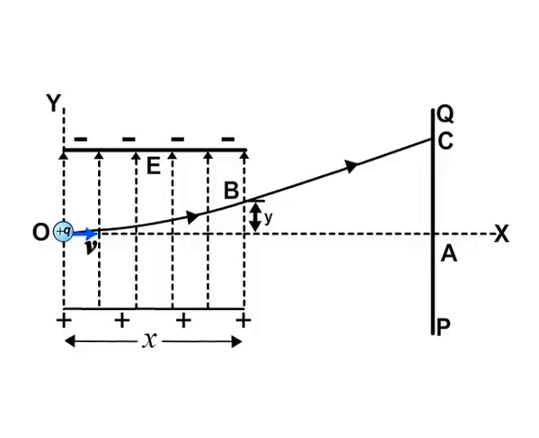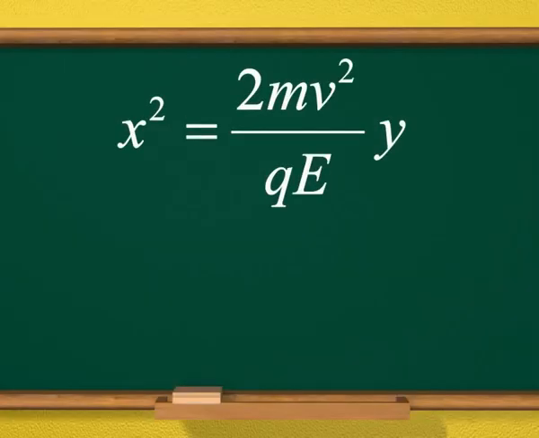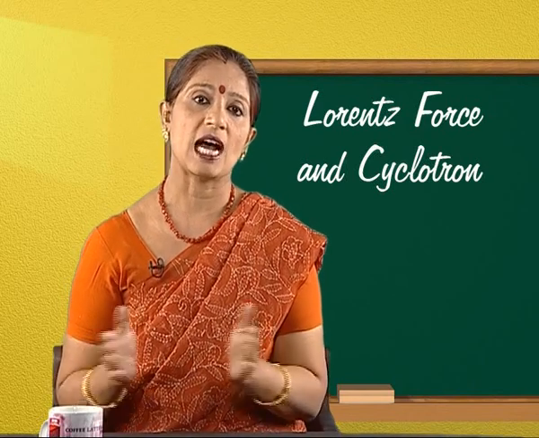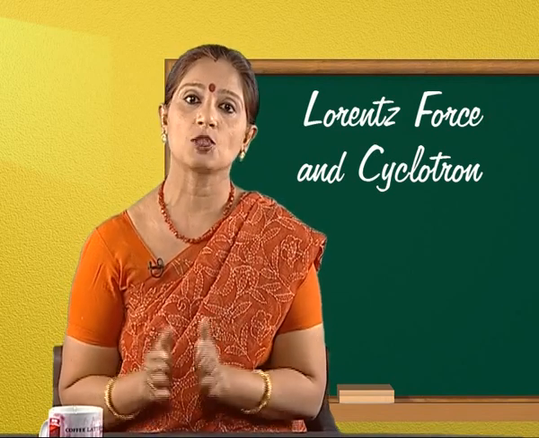Summary: if a charged particle of charge plus q and mass m is moving with velocity v along x-axis, if a uniform electric field of strength E is acting along y-axis, then path of the charge in electric field is parabolic, which is given as x square equal to 2m v square upon qe into y, or x square is equal to ky.